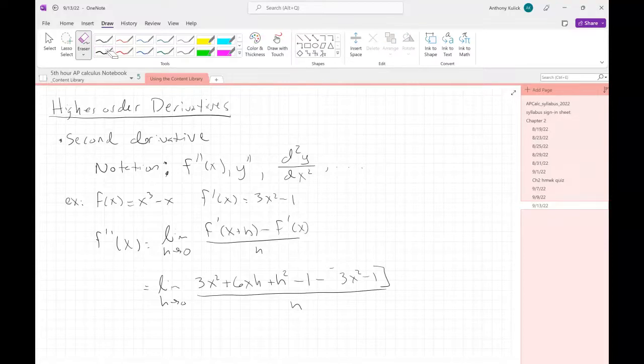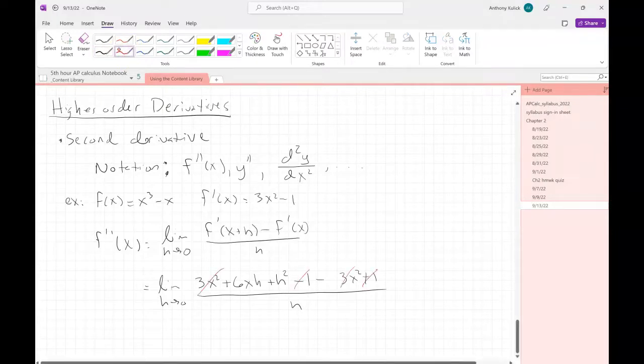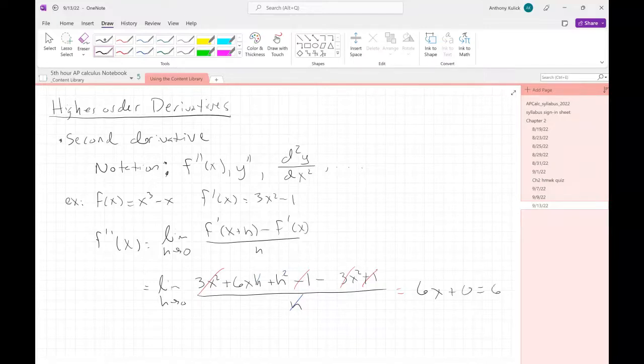And then I'll just distribute that negative through, combining like terms, and then I can reduce the h's, so that would give me, oops, forgot to cross out that one too. So that gives me 6x, and when I do the plus 0, when I do the direct substitution, it's just 6x.